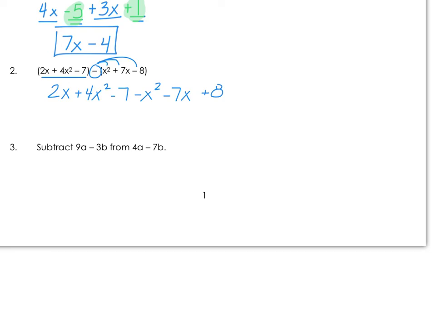Now I can go through, look for the highest one first. So I've got 4x squareds here, minus x squared. That gives me 3x squareds. And then I've got 2x's minus 7x. That gives me negative 5x. And then I've got negative 7 plus 8, which gives me a positive 1. So that's my final answer here.